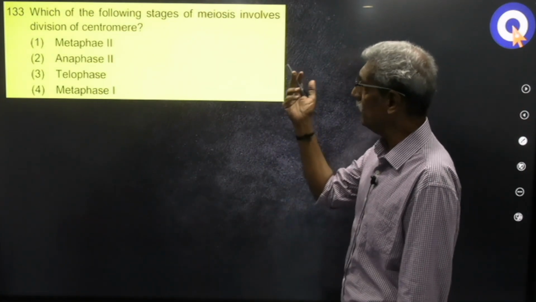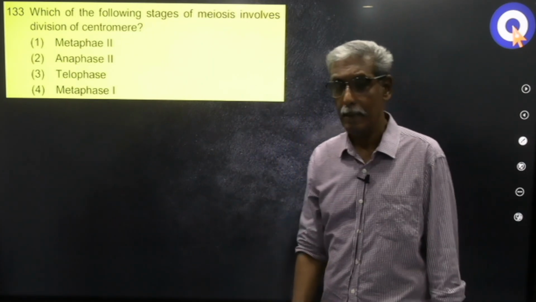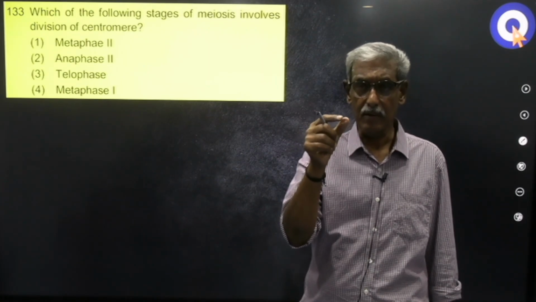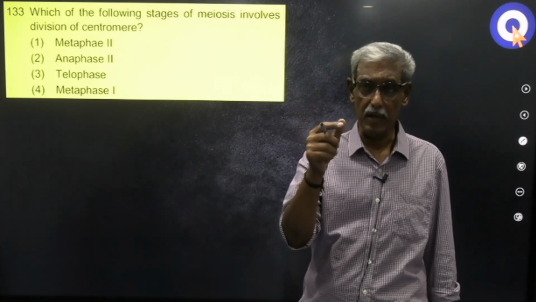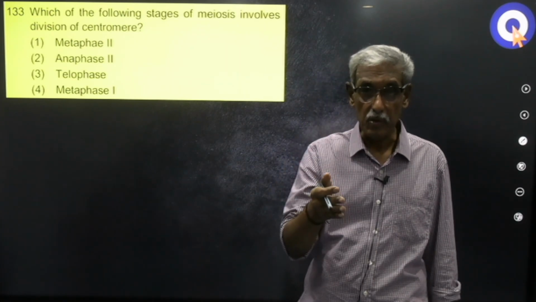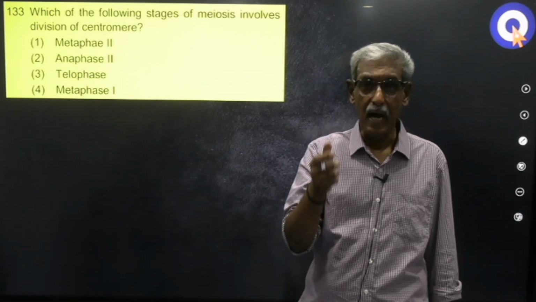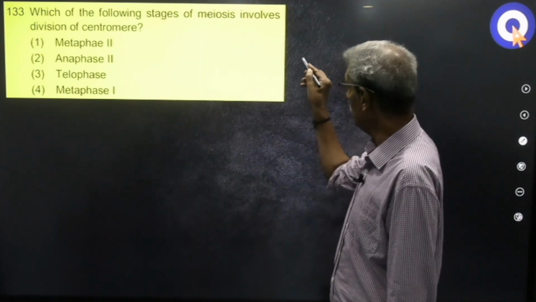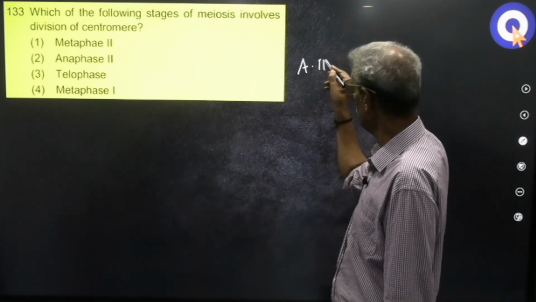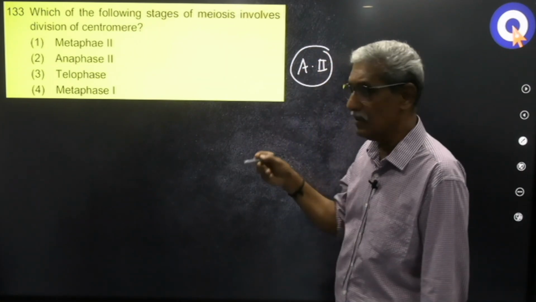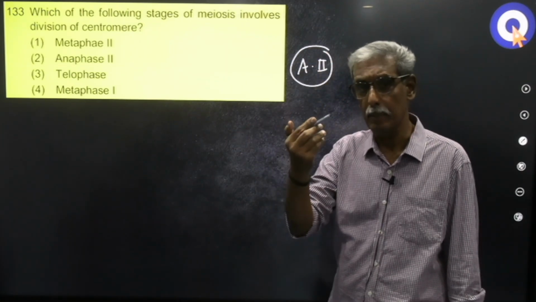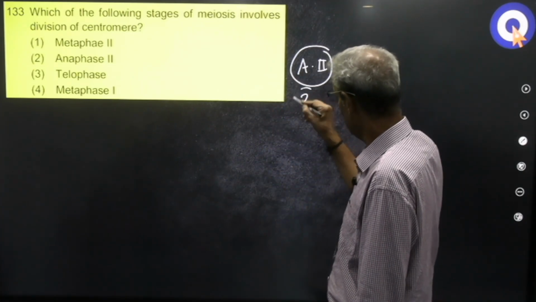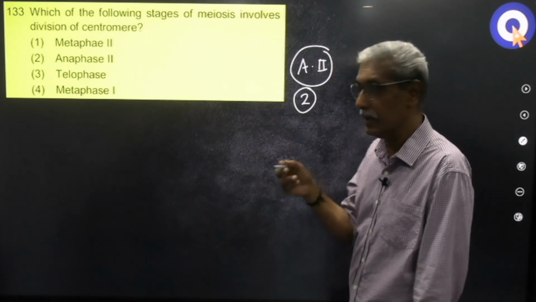Which of the following stages of meiosis involves division of the centromere? Remember, the centromere is a central space in a chromosome. The centromere divides to form 2 daughter chromosomes. This is the characteristic feature of anaphase 2. Anaphase 2 is characterized by division of the centromere. This is a characteristic feature of anaphase 2 in the case of meiosis, and the option here is 2. It's a very important event which occurs during meiosis.